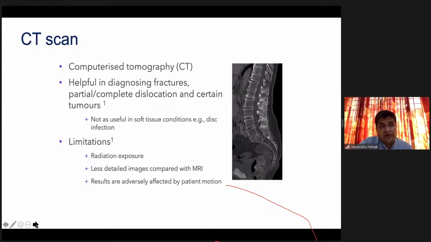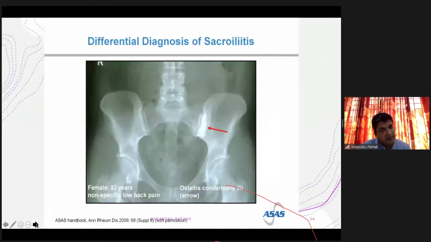A CT scan may be helpful, but with CT scan we can only diagnose, say, a vertebral fracture. That's about it. So we usually don't do CT scan to check for inflammatory back pain. But as we have discussed, if there is a Pott's spine, or a previous history of fracture, those bony findings are visible only on CT scan. So in some scenarios, CT scan may be helpful.